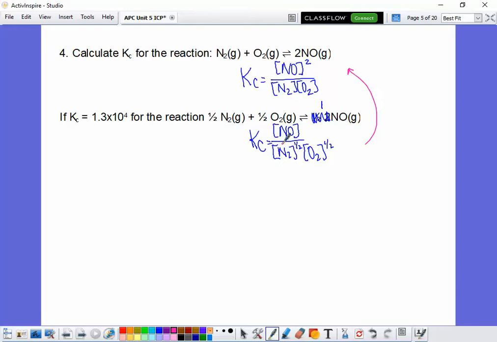Yeah. So what are we going to do to the K value to find the Kc for the doubled equation? Square it. So for K values, you're always going to do reciprocals when you're flipping, and when you're changing coefficients, that is going to be the exponent that you're changing the K value by. Okay, so if we were going the other way, we would take the square root of our K value. If we were going from this first equation and all of these were tripled, then we would cube it. Yeah, see how that works? So my new Kc is going to be 1.3 times 10 to the 4th squared.